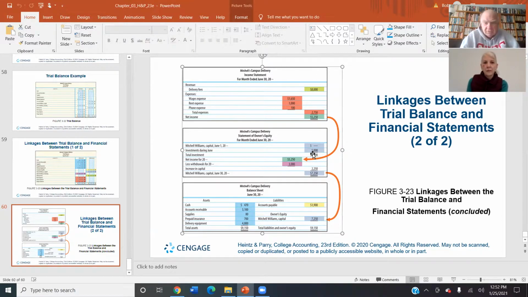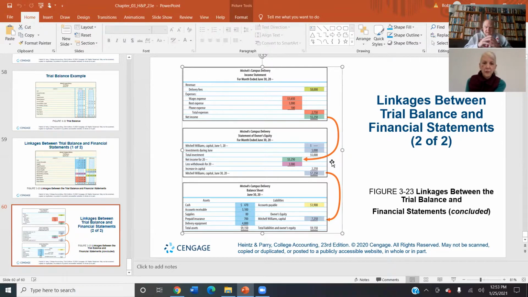Beginning plus net income of 5,250. Remember that? That's where we got it right here. But he also took 3,000 out of the business. So at the end of the day, his business grew from 5,000 to 7,250.